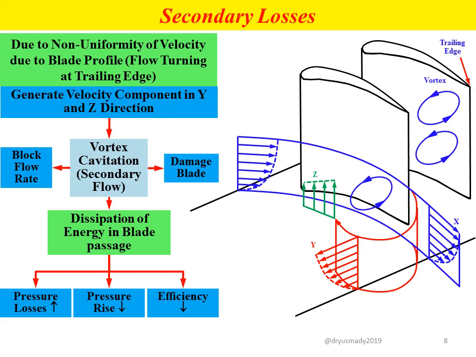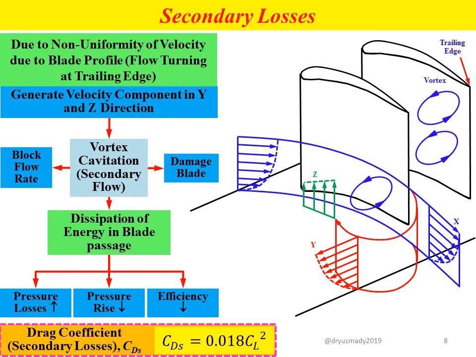So in order to describe the secondary losses, we can use this formula, where the secondary losses can be described by using the drag coefficient for secondary losses with symbol CDS. In terms of formula, CDS equals 0.018 CL squared. So CL stands for lift coefficient.